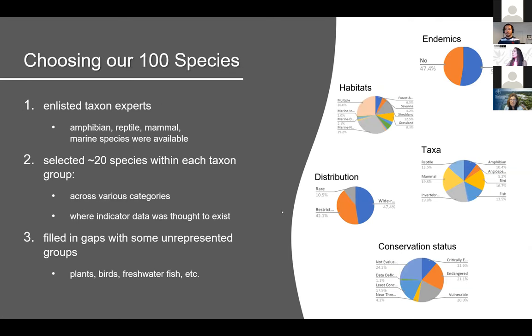To choose our 100 species, I first approached a variety of taxon experts. Unfortunately, not all of them could participate at the time due to various commitments, but we do have representatives from amphibian, reptile, mammal, and marine species groups. Each were asked to select approximately 20 species within their groups and to try to diversify across a range of categories, such as habitats, whether they're endemics, their distributions, and conservation status, just to name a few. We also wanted to showcase the species where the indicator data was thought to exist. We then filled in some gaps with some underrepresented groups such as plants, birds, and freshwater fish.